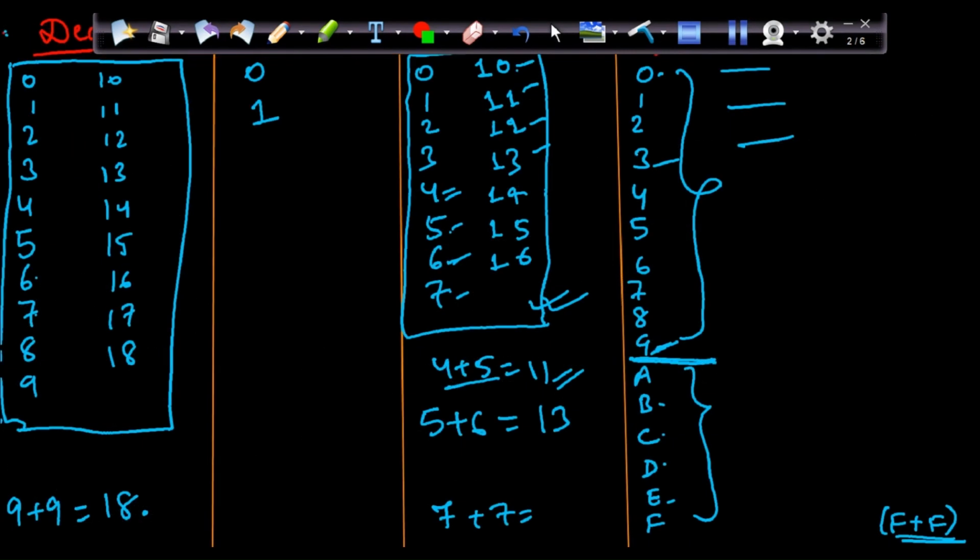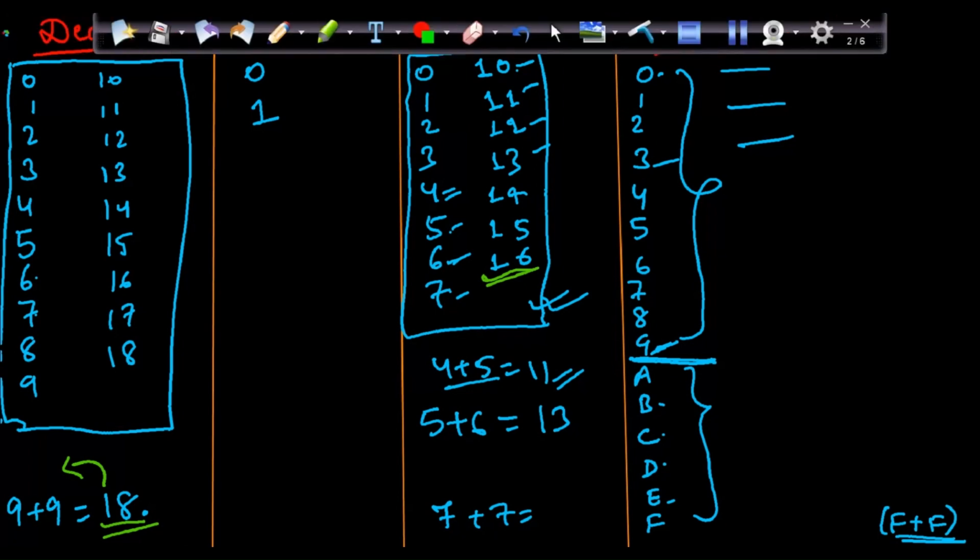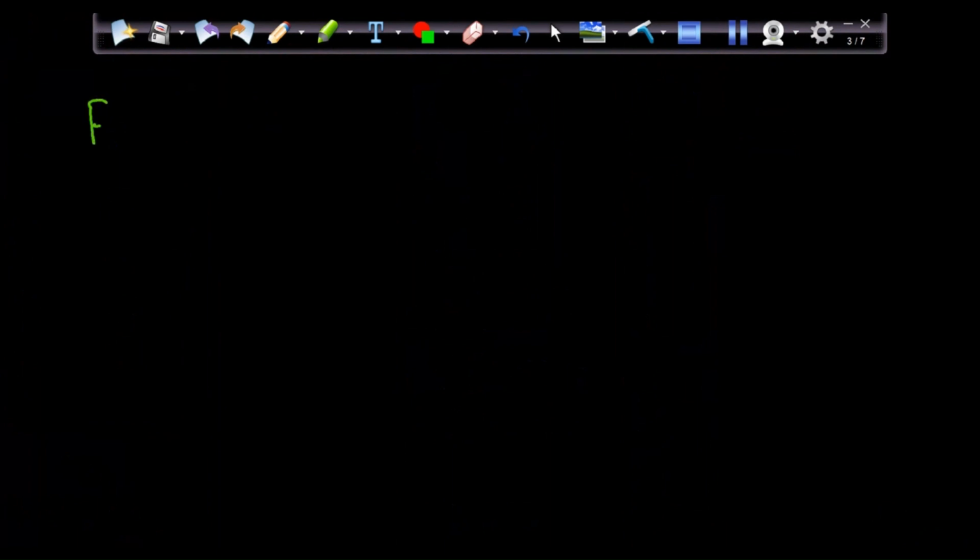When you are adding two digits in decimal, what is the highest value that you can get? It is when you add 9 and 9, and you get 18, right? So the carry generated will be 1. In the case of octal, what is the highest number you get when you add 7 and 7? That is 16. So if the carry is generated, then the digit is 1. In the case of hexadecimal, just do this: F plus F and see what happens.